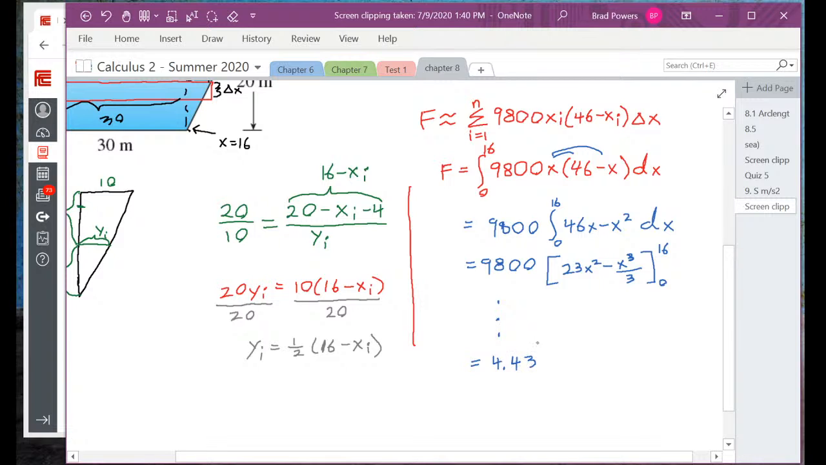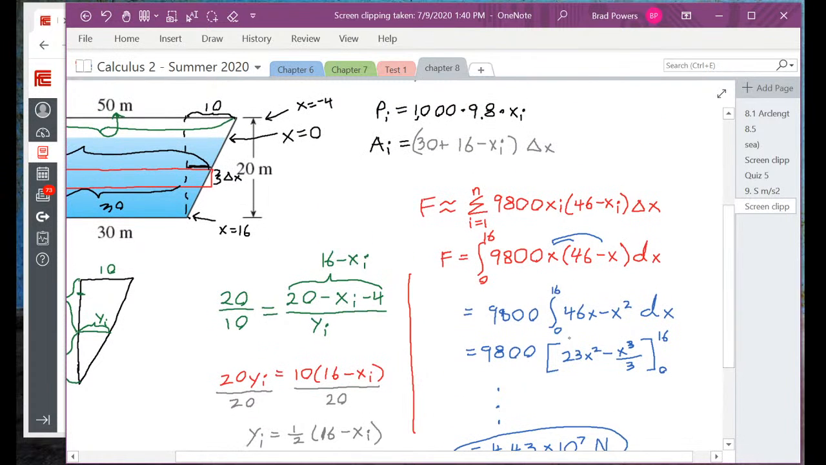Plug and chug, work that out, and we get 4.43 times 10 to the 7th newtons. There we go. That's about what you should get. So there you go. Hope this was helpful.